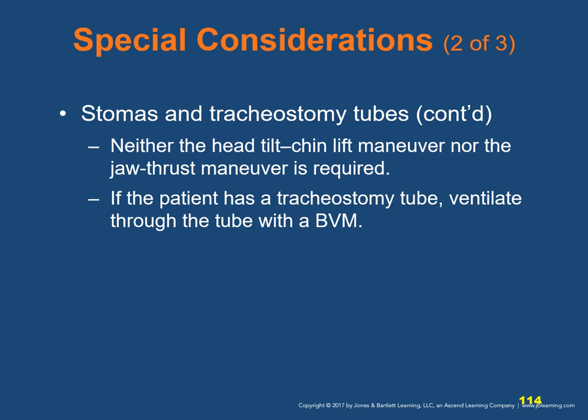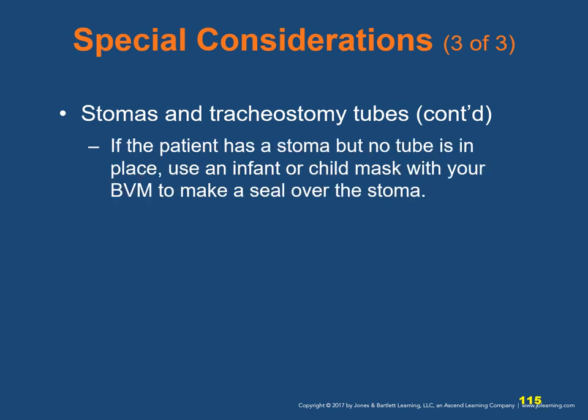If the patient has a stoma but no tube is in place, use an infant or child mask with your BVM to make a seal over the stoma. Seal the patient's mouth and nose with one hand to prevent a leak of air through the upper airway when you ventilate through the stoma, and release the seal of the patient's mouth and nose for exhalation. This allows the air to escape through the upper airway while maintaining a seal over the stoma.